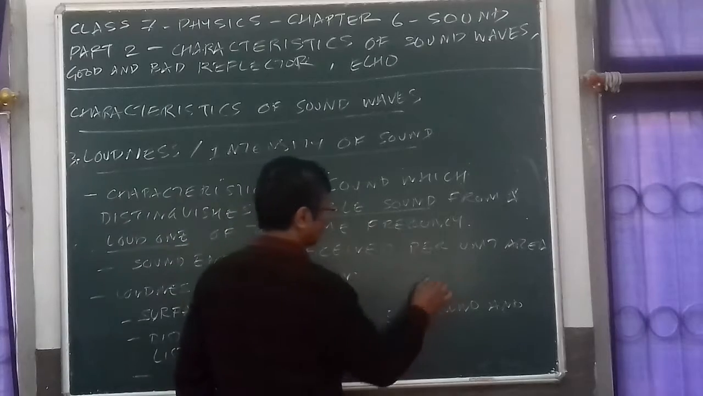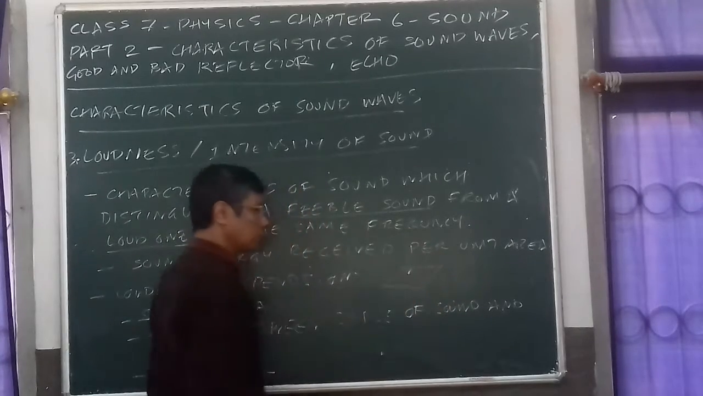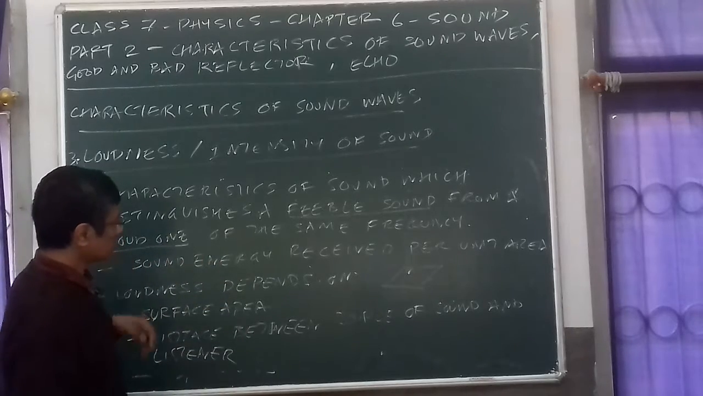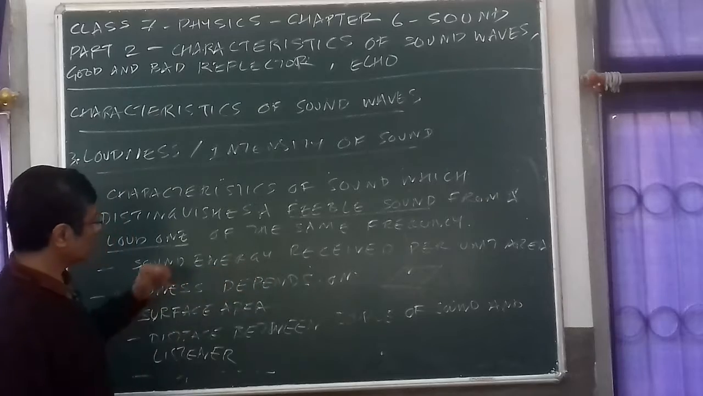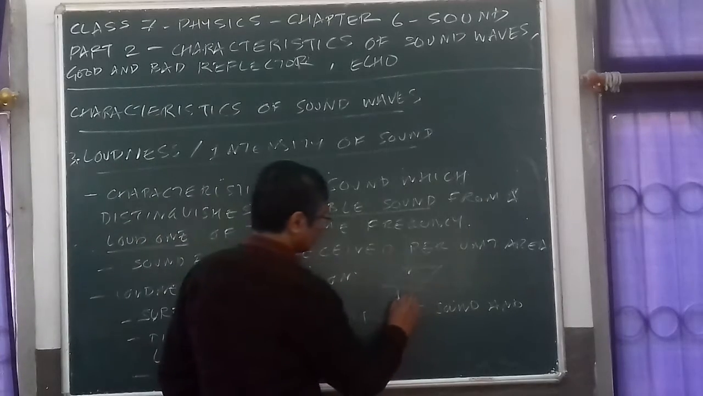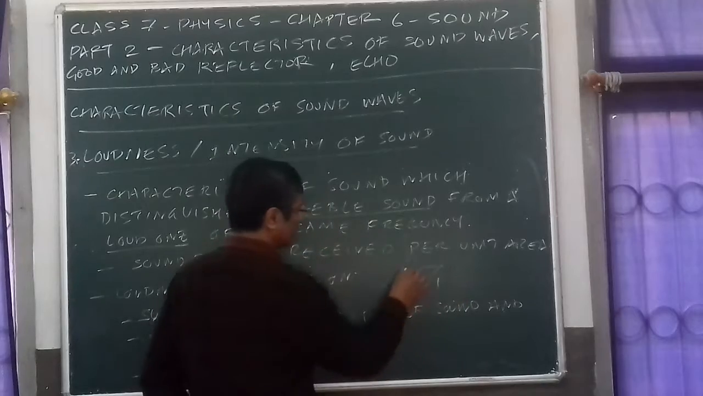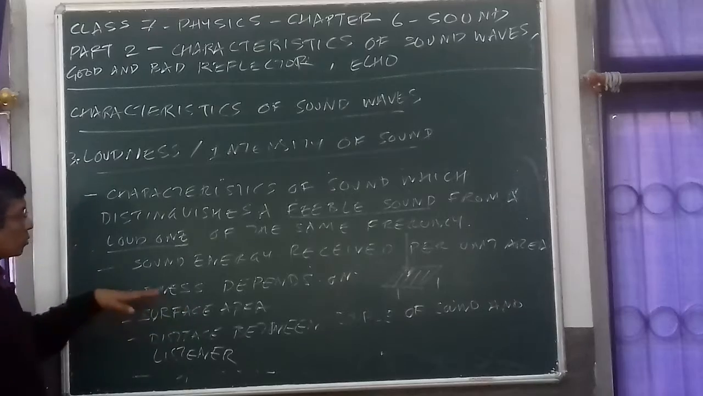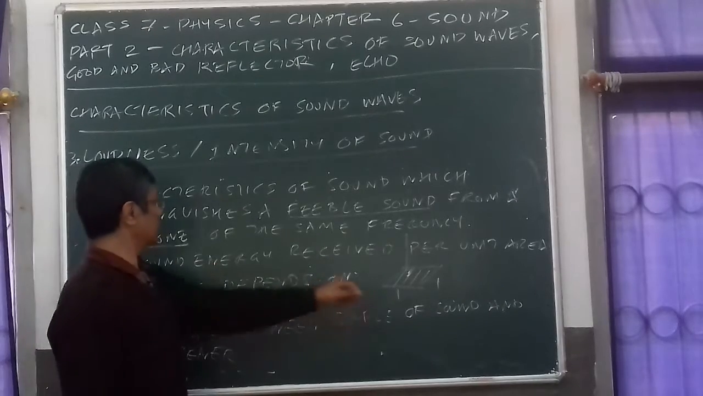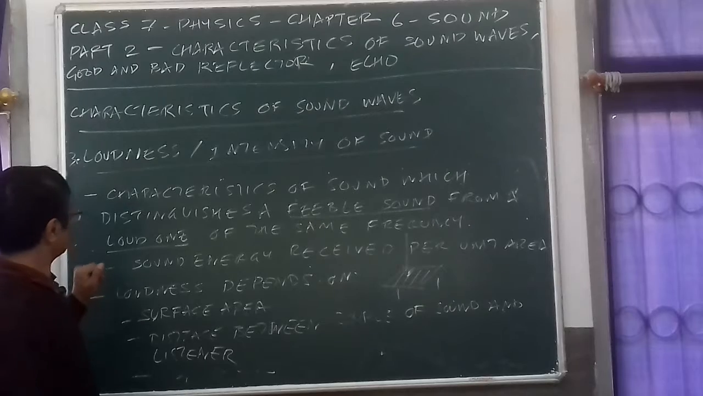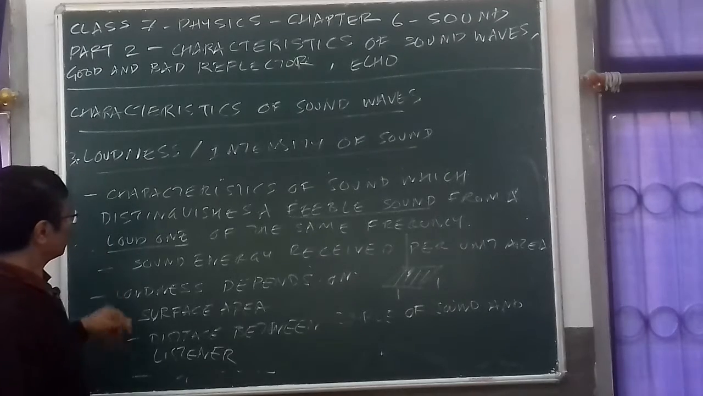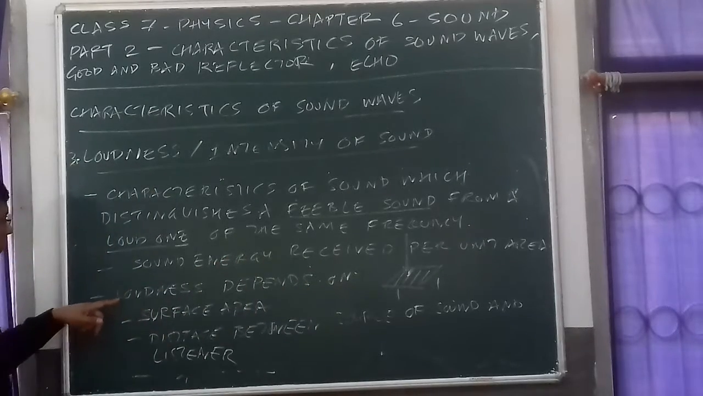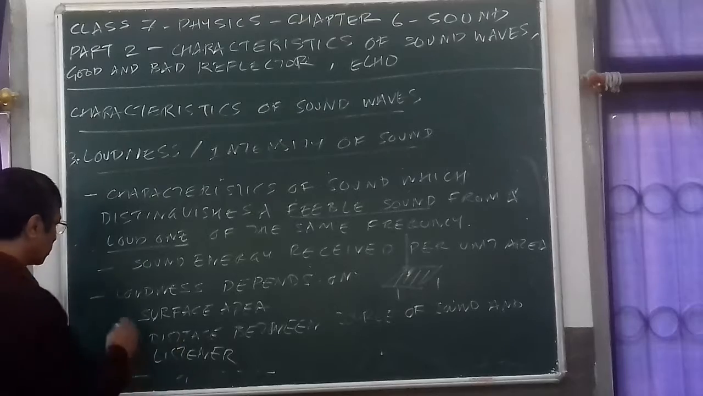That means, let's say you have a surface, and on the surface you are throwing sound energy. Per unit area means, let's say, 1 unit by 1 unit, and you have a surface area and you are exposing it to sound energy. So loudness of sound basically is the sound energy received per unit area, and loudness depends on the following factors. It depends on the surface area.